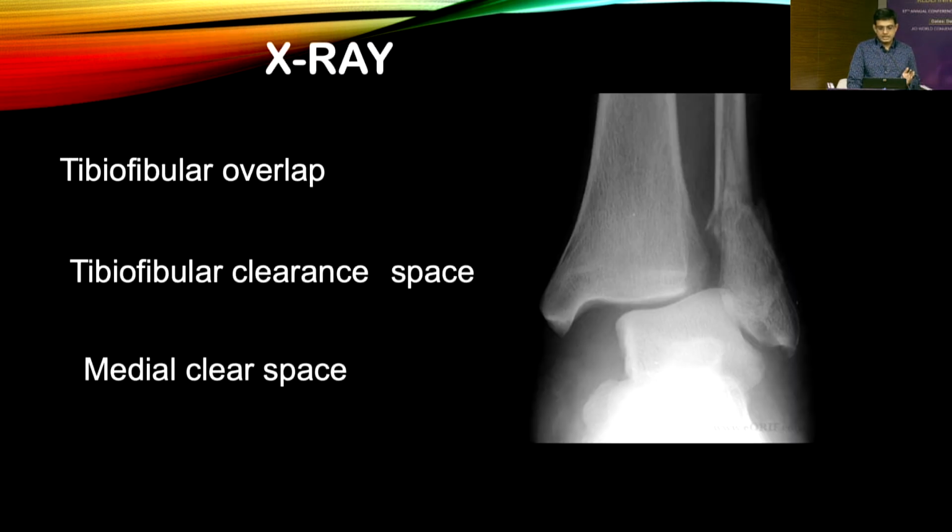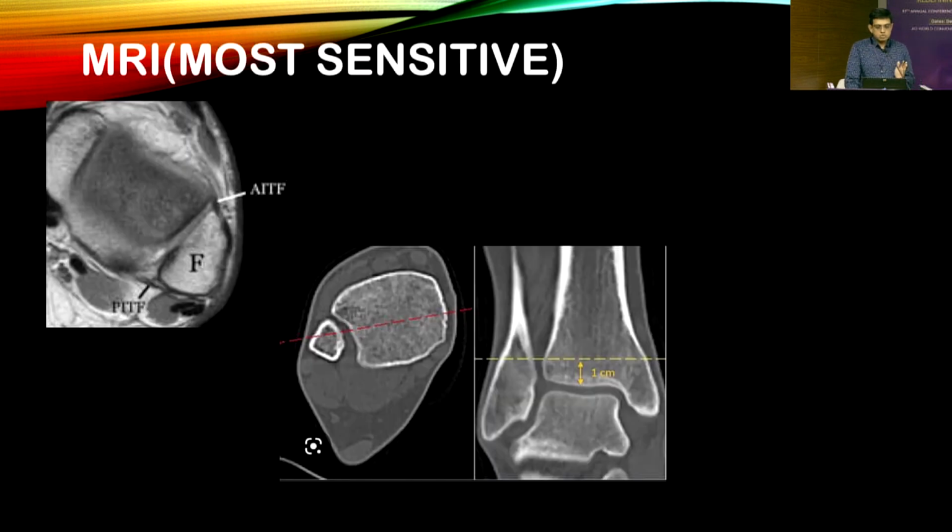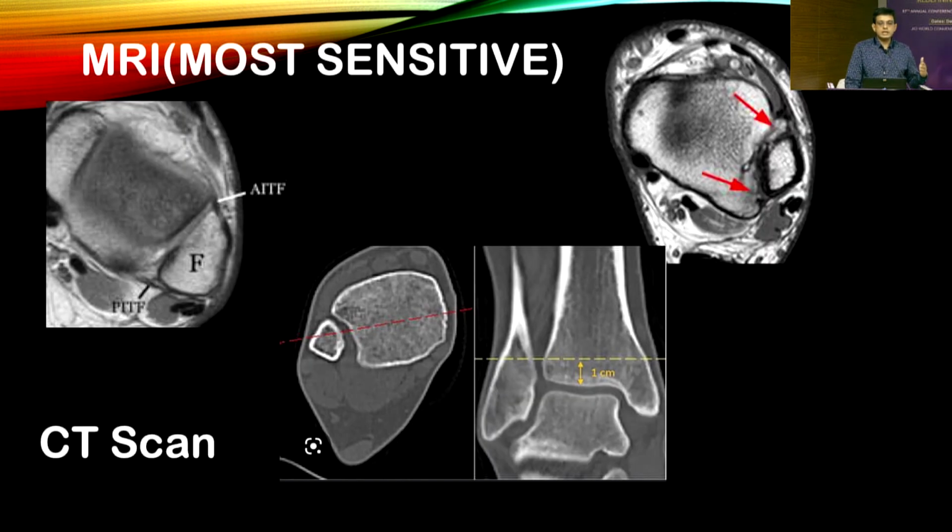So like in this X-ray, the tibiofibular overlap is gone, the tibiofibular clear space is increased, and the medial clear space has increased. There is something syndesmotic being injured in this case, obviously. So further evaluation can be done. MRI is always sensitive. If you are diagnosing a ligament injury, MRI always shows you. And CT scan is nowadays used in ankle fractures.